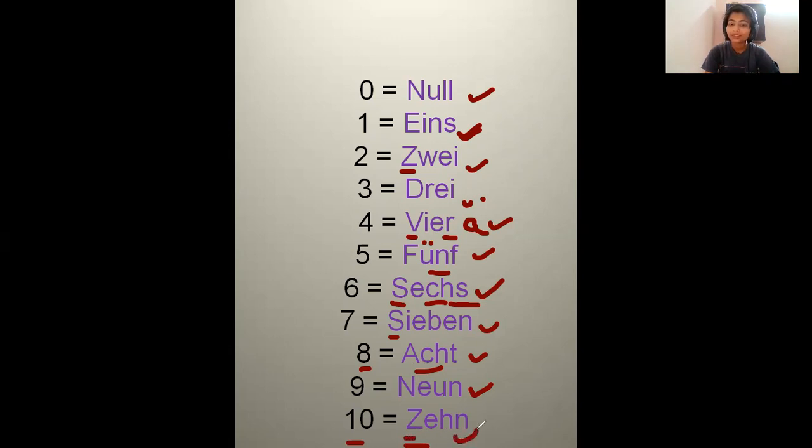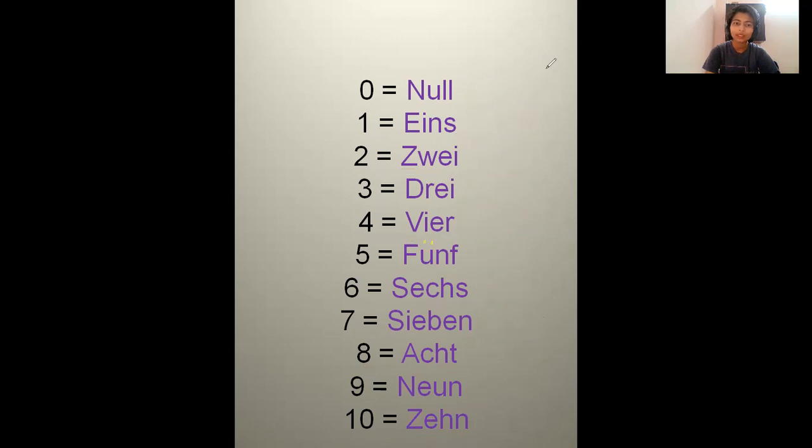So we say zehn. Let's repeat. Null, eins, zwei, drei, vier, fünf, sechs, sieben, acht, neun, zehn. Okay, so these are the numbers from null to zehn. That is from 0 to 10.